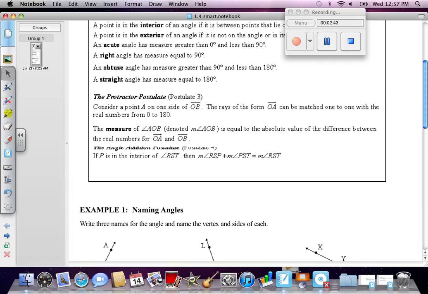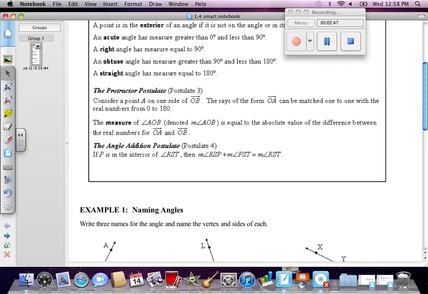So I think the angle addition postulate works best when we draw a picture. If we've got angle RST and then angle RSP and angle PST, when you add them together, they equal the whole thing. So the green one plus the red one equals the black one. We good with that?